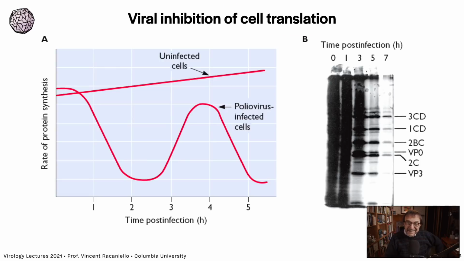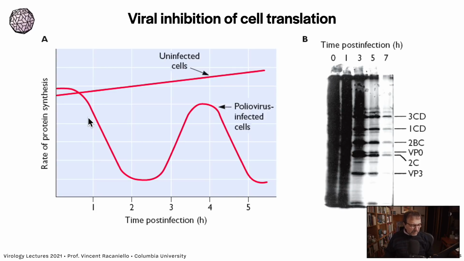Now, viruses inhibit cell translation. We've talked about how they inhibit cellular mRNA production in many ways, and they also inhibit translation. They do everything to get the whole translational apparatus of the cell devoted to the virus.